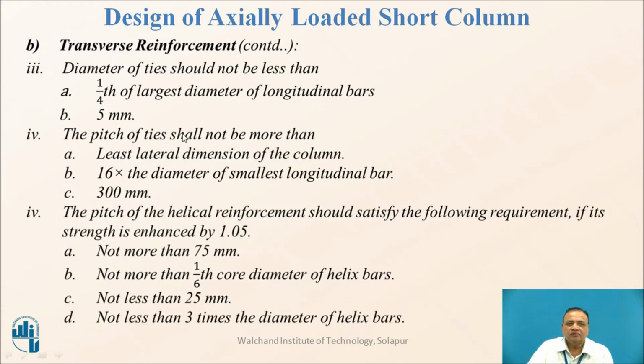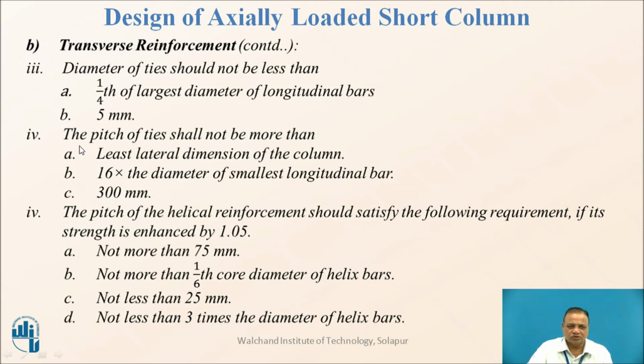Then the diameter of the ties shall not be less than 1/4 of the largest diameter of the longitudinal bar. The tie which we use for lateral tying of the longitudinal reinforcement should not have a diameter less than 1/4 of the largest diameter of the longitudinal bars, or 5 mm. So therefore either 6 mm or 8 mm we use for the lateral ties.